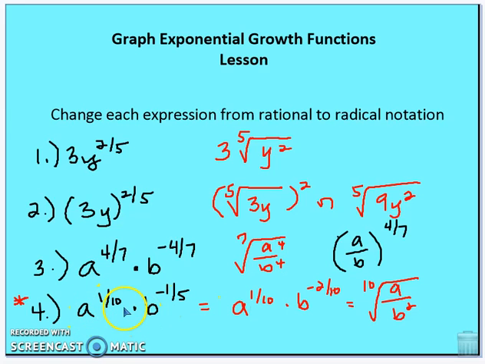Last problem, a to the 1/10 times b to the negative 1/5. Now, if I wanted to combine the two terms with one radical sign, one value for the radicand, I need to have a common index. The common index needs to be a common denominator. So I'm going to change the exponent value from negative 1/5 to negative 2/10, and then rewrite it as 1 over b to the 2/10. Combining these two values together, I end up with a over b squared, and I'm taking the 10th root of that value.